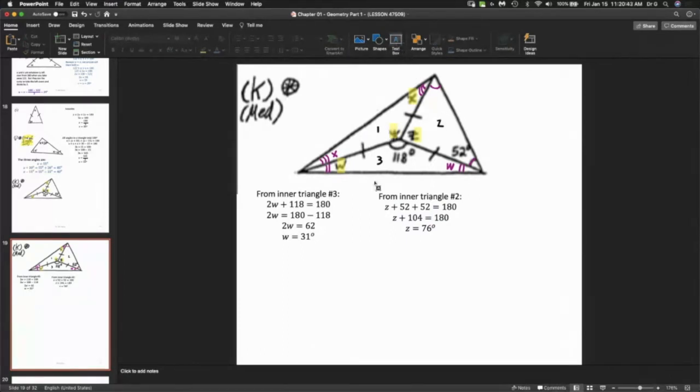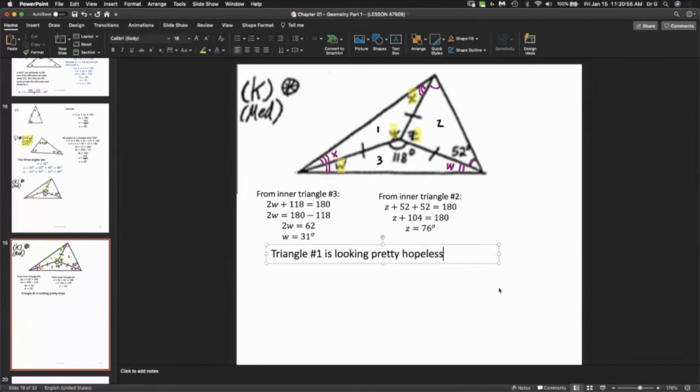Okay, so what the heck now? Now we're off to triangle number 1. Triangle number 1 is looking pretty hopeless. What do you think? Is it looking pretty hopeless? Because in triangle number 1, there are no numbers. So what do we do here? How do we get our foot in the door? How do we get to triangle number 1?